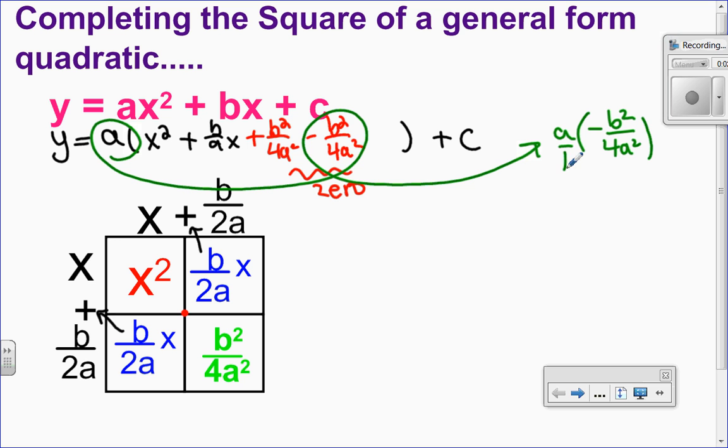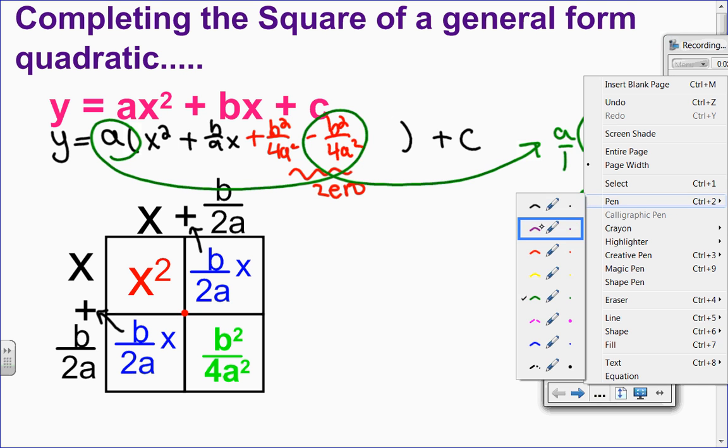So let me just work that out with you first. So I'll put that over 1 to make it a little easier. So I'm going to multiply negative b squared by a. So that's negative ab squared all over 4a squared. And then I can simplify. If I have 1a on the top and 2 on the bottom, it cancels out with one of them. So I'm just left with negative b squared over 4a. So let's go ahead and write that.